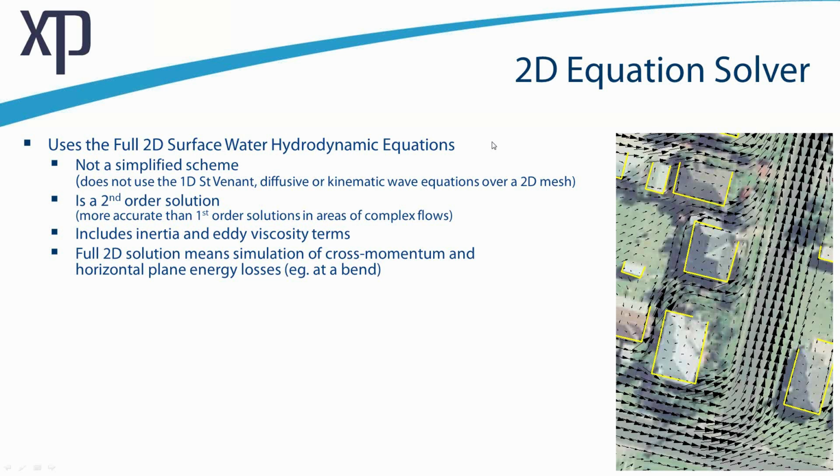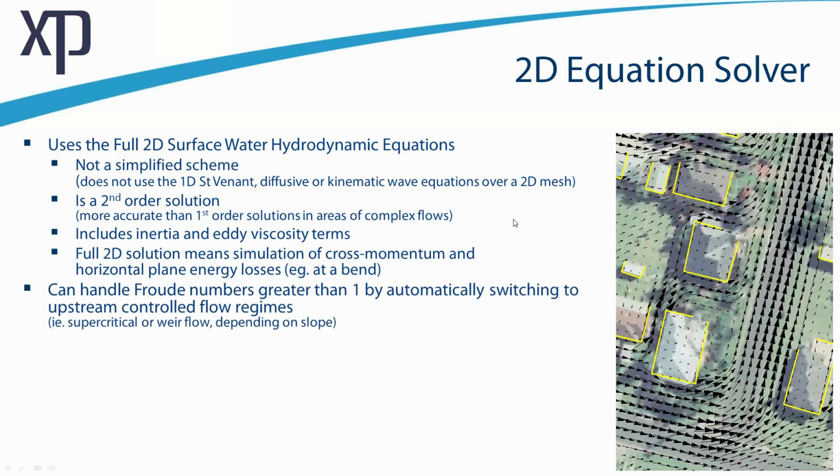It's a second order solution, so that's another level of accuracy that's often needed in areas of complex flows. It also solves the full equations in the sense that the inertia and eddy viscosity terms are included. The importance of that is that you'll pick up the effects of cross momentum and horizontal energy losses, such as at a river bend or through a structure, basically wherever the flow is very complex and changing direction rapidly. A full 2D scheme will pick up those losses very well, whereas 1D ones will not.